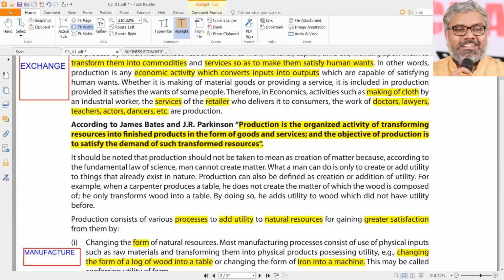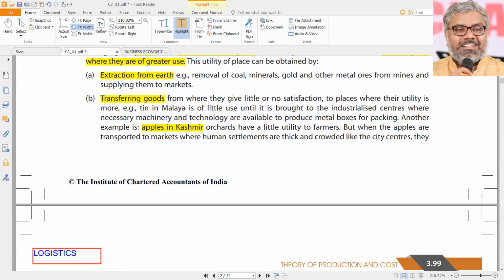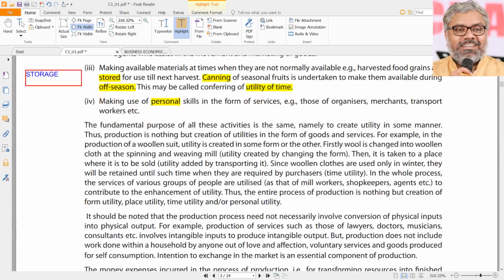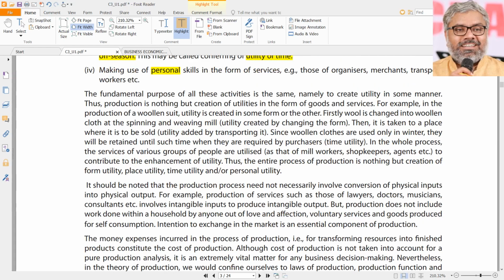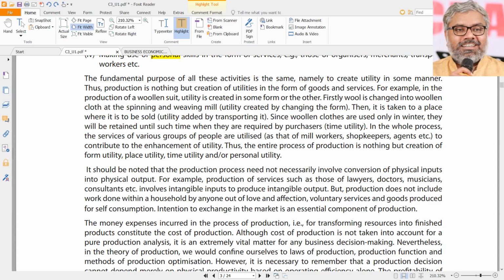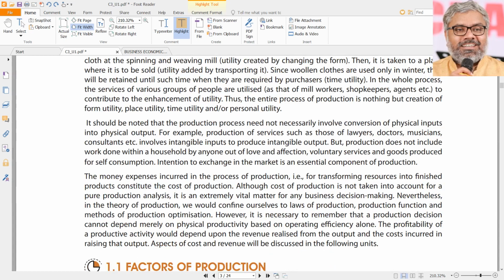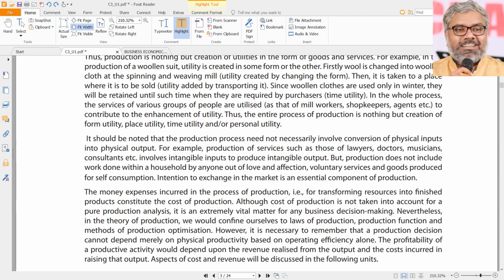Once again, one is form utility, second one is place utility, third one is time utility, fourth one is personal utility. That's it. These are the four types of utilities broadly that the production process creates. Okay. So there is an example given here. You can go through that. There is nothing special about it. It is self-explanatory. With all the examples I have already taken, it should be easy for you to understand how the production process creates different types of utilities.